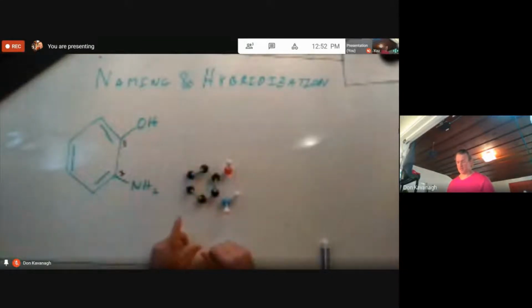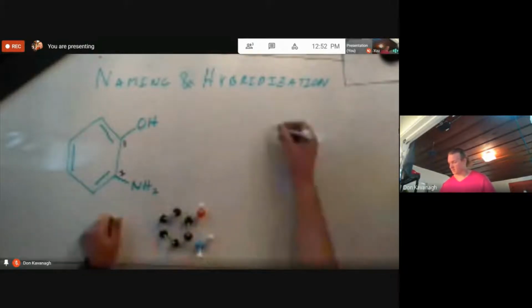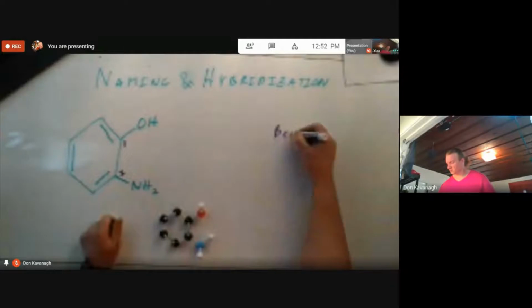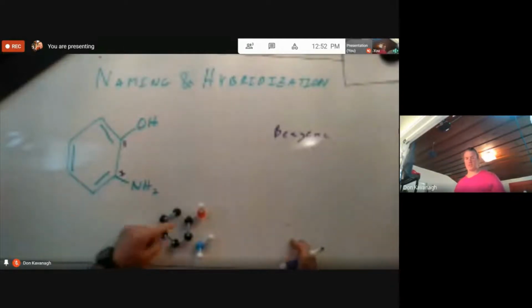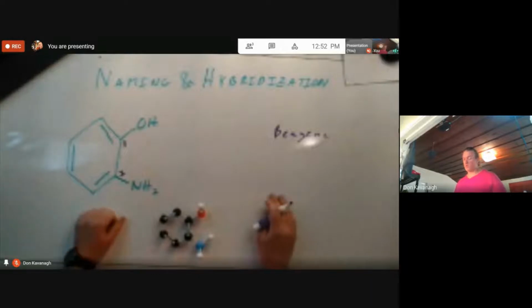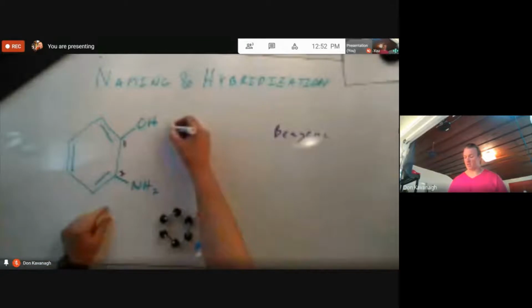Let's name this sucker. Now the largest ring of carbons, the longest strand of carbons, is the benzene in the center there. So we're going to start by reading backwards, benzene. And we have the substituents in the 1 and 2 position. We can say 1 and 2 or ortho. I'm just going to use the 1 and 2.